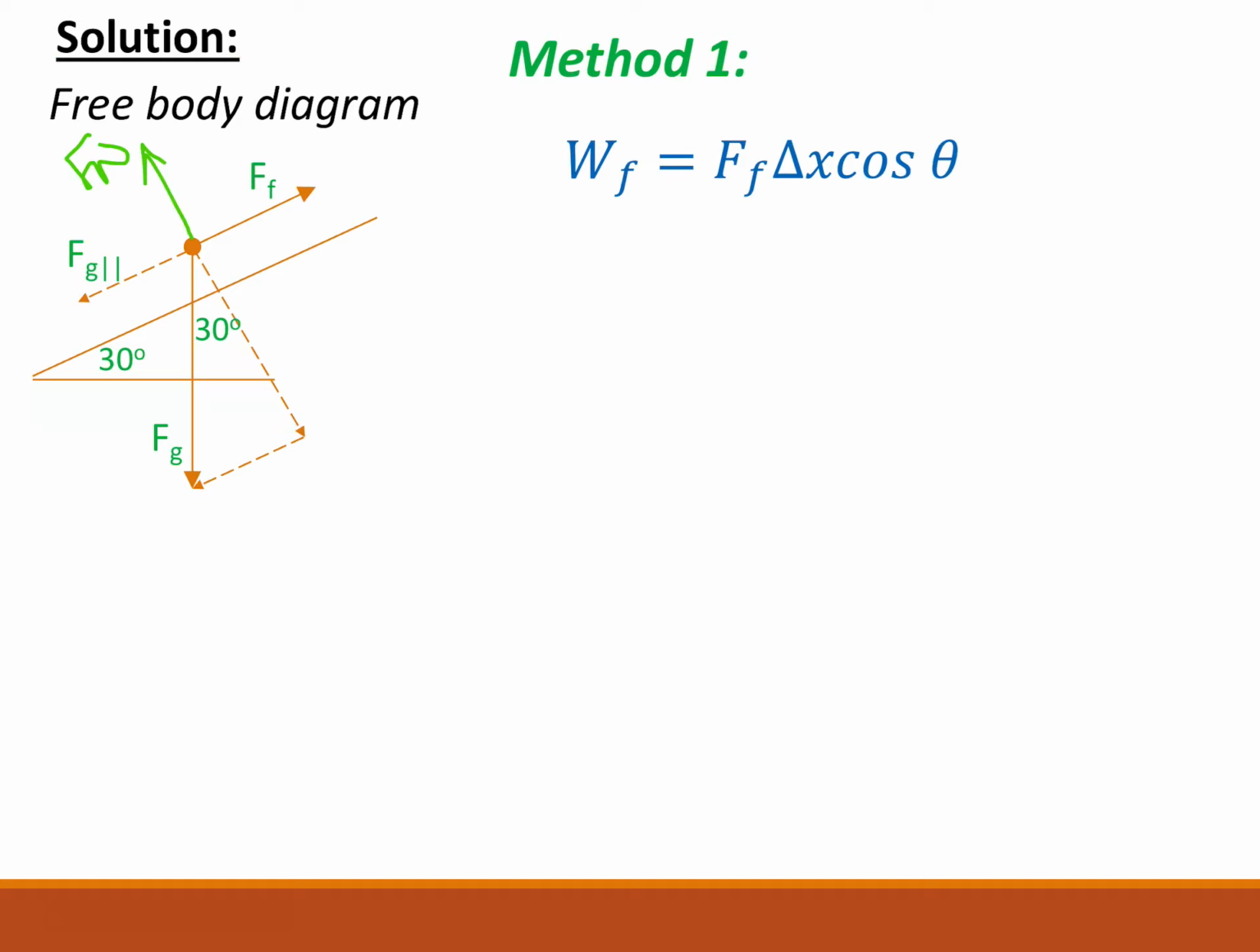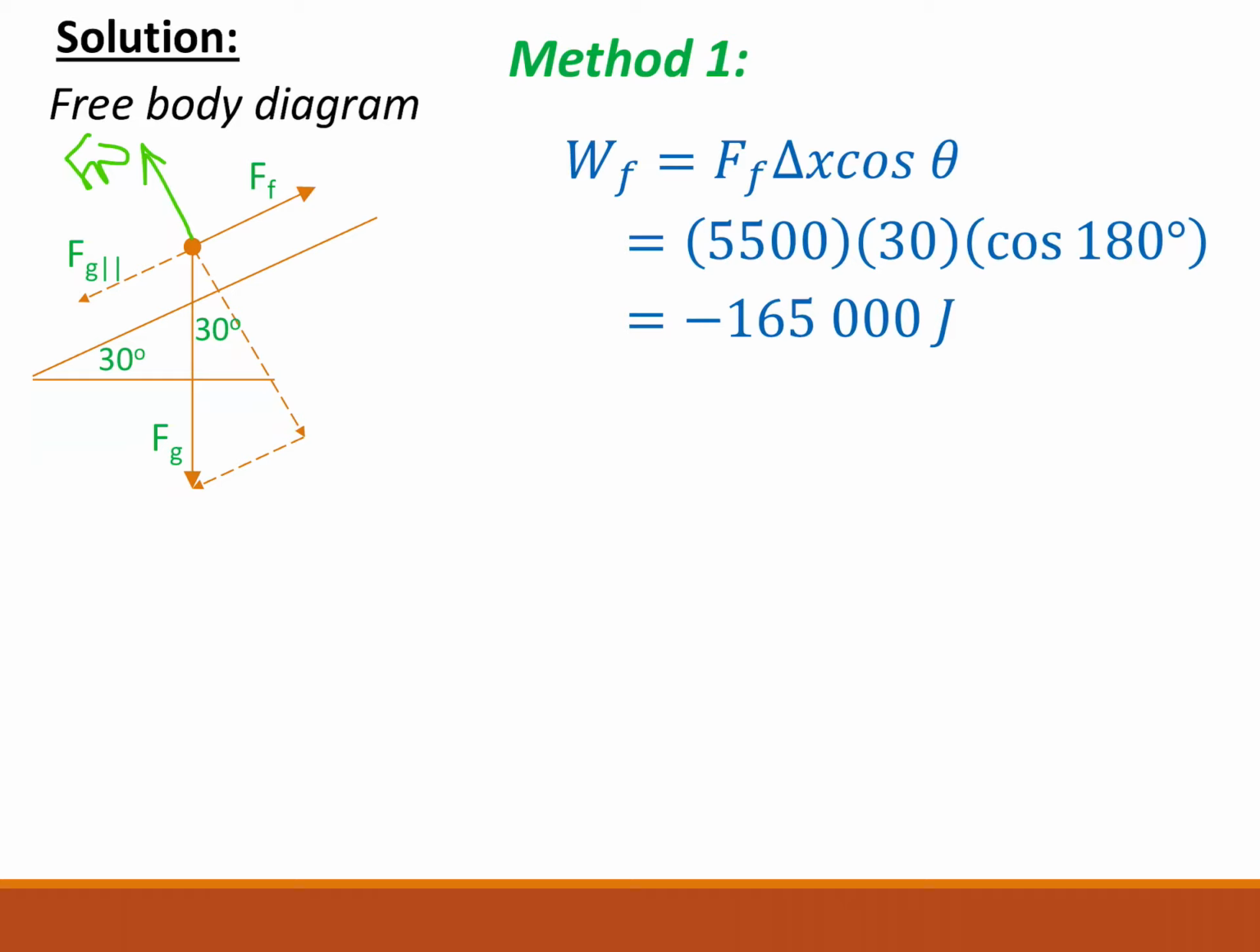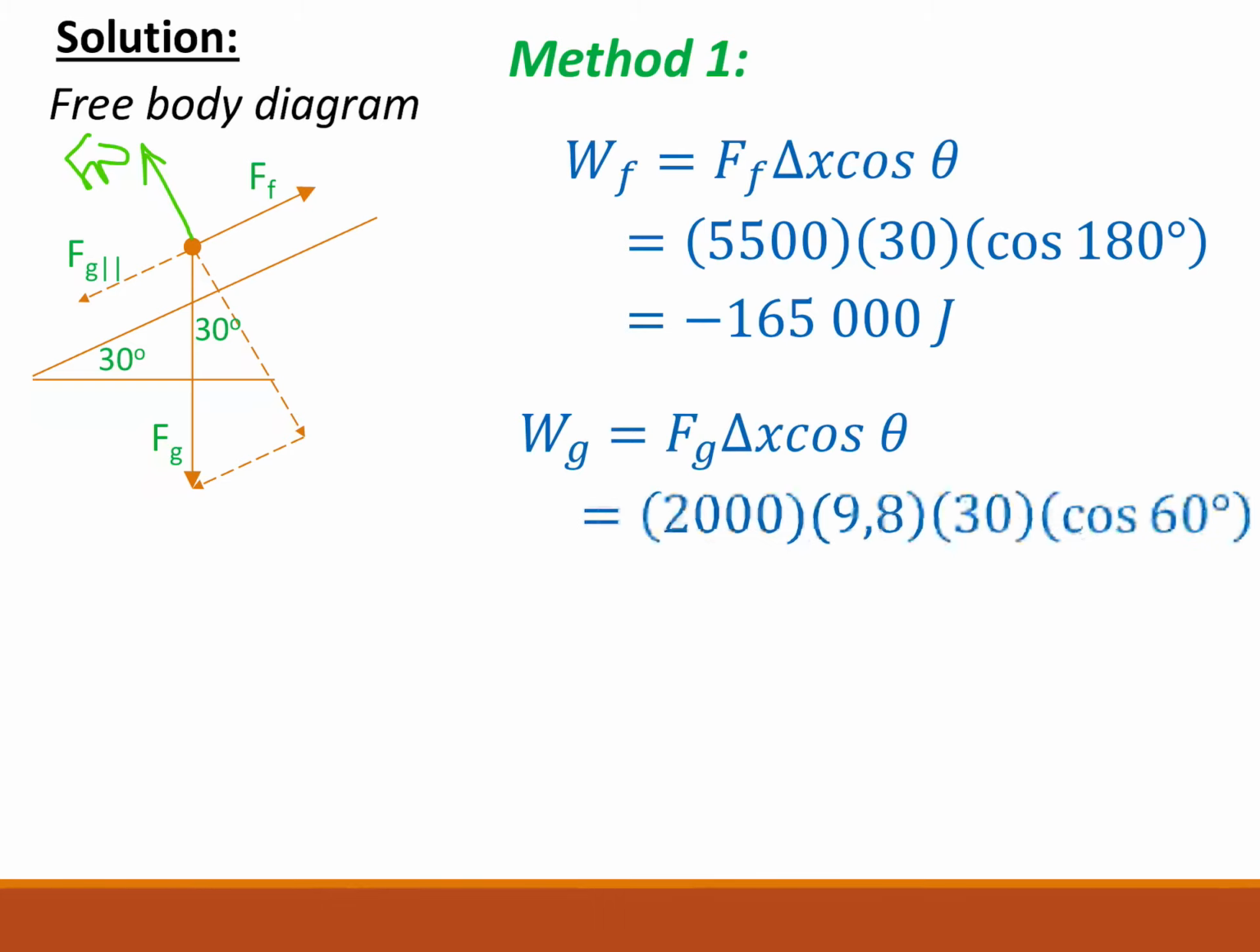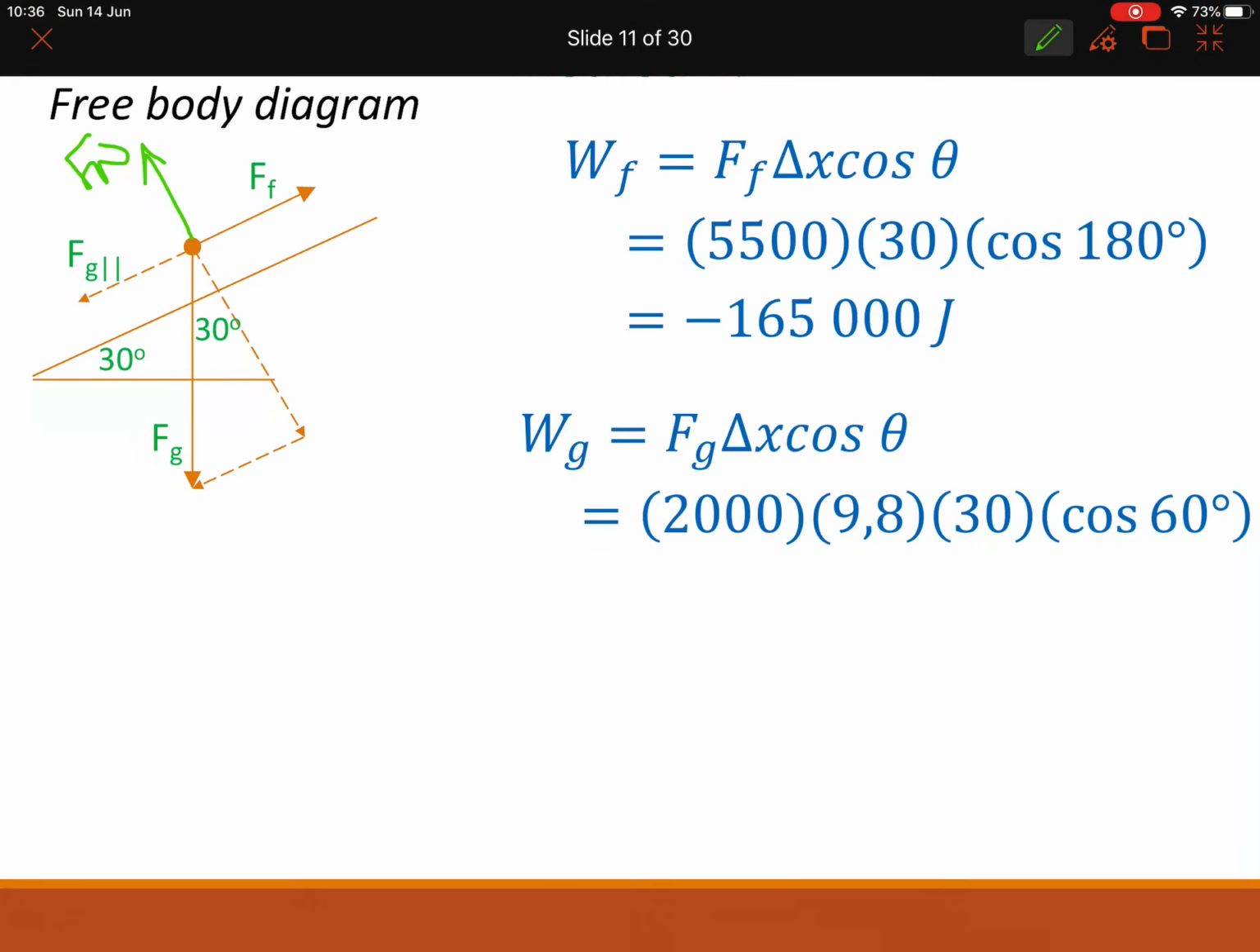So the first one is work done by friction. Friction is always cos 180, and it's minus 165,000 joules. Okay, that one's easy. Now we need to do the work done by gravity. When we look at gravity, now we've got to go, why am I using cos 60? First of all, that there is for the calculation of gravity. That's mg. The 60 comes from this.